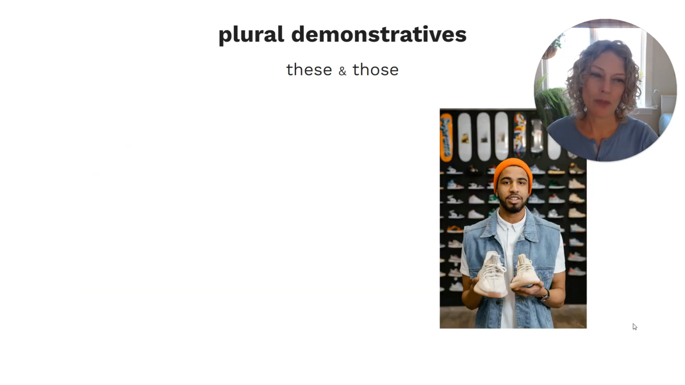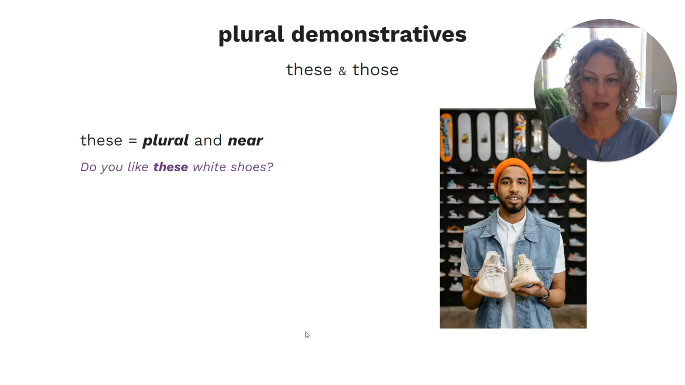The plural demonstratives are these and those. So this gentleman is selling shoes here, and he might say something like, do you like these white shoes? So he's holding them. They're definitely close to him, right? And there are 2 of them, so it's plural. So when he says these, you know to look close to him.